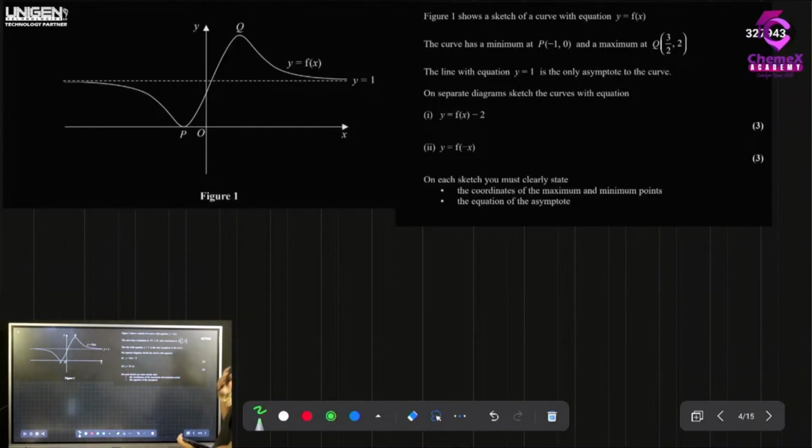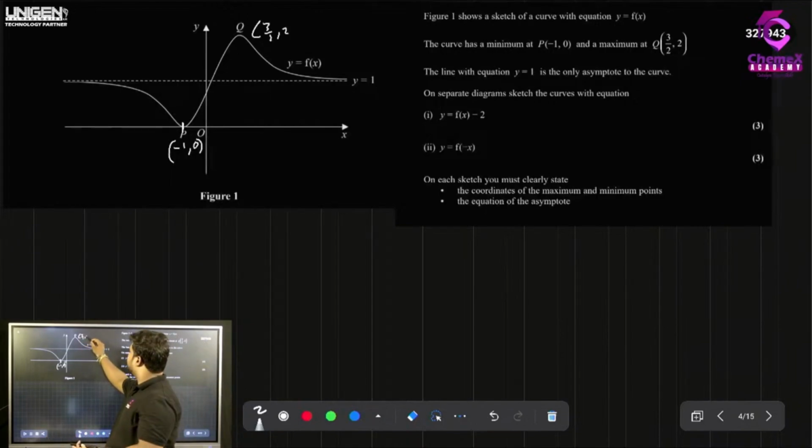Show a sketch of a graph y equals f(x). The curve has a minimum point at (-1, 0) and the maximum point is (3/2, 2). So how do you do? Minimum point is at (-1, 0). So this place is (-1, 0). Do you understand that? Then maximum is at this place, (3/2, 2).